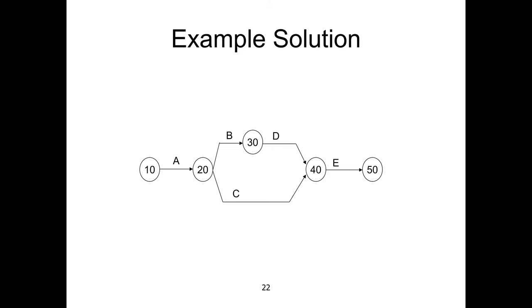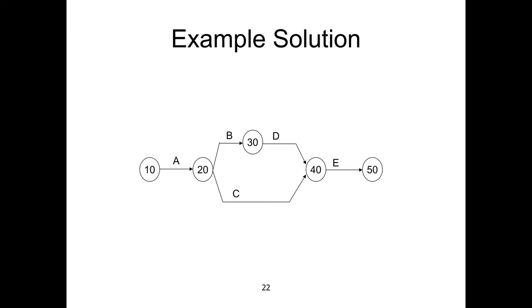So node 10 is the starting point for A and 20 is the finish point for A. Then B and C both start after A, because the IPA for B and C is A. So when A finishes, B and C start. We start from the same node, number 20. From 20 we start B and C, two activities, and then activity D is after B. The finish node for B is 30. Then after B, we start the activity D.